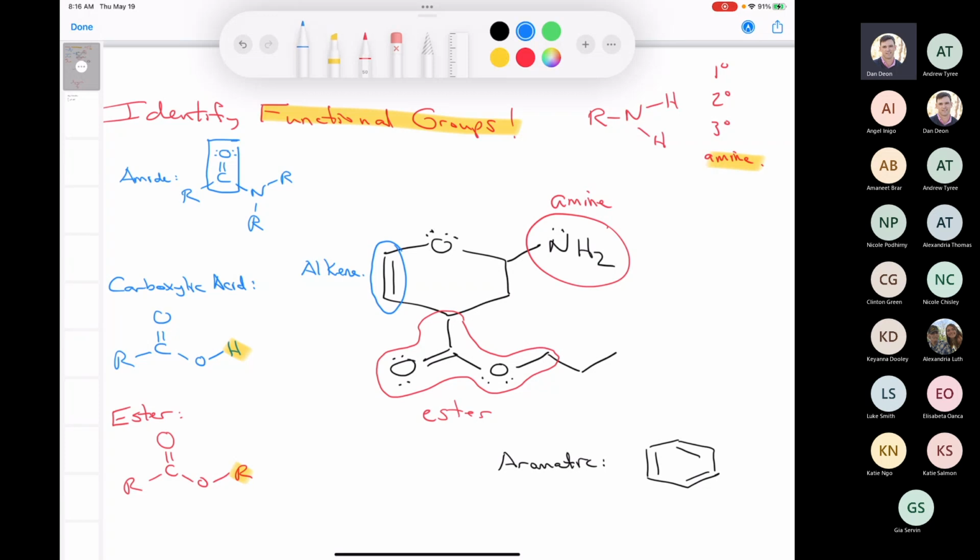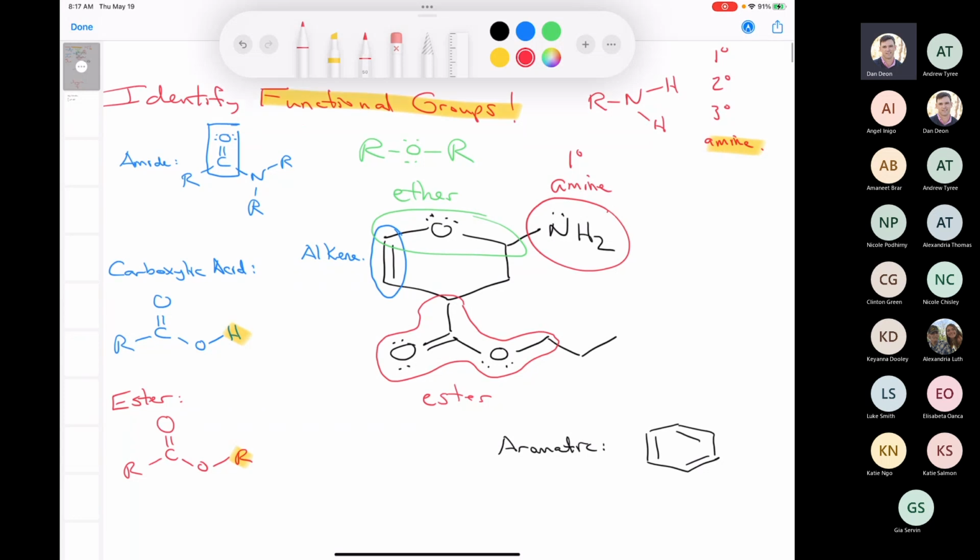Yes, absolutely. We have an ether right here, because an ether is when we have an R group and then an oxygen and then another R group like that. So we identified all 4 functional groups in this compound. We have an amine. Technically, it's a primary amine because it's got only one R group attached to it. Then we have an ester, an alkene, and an ether.